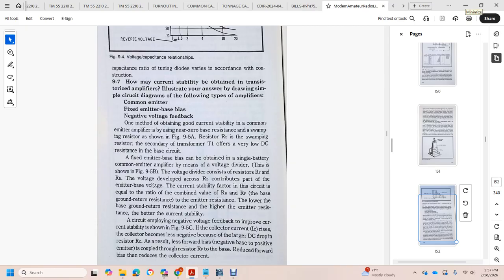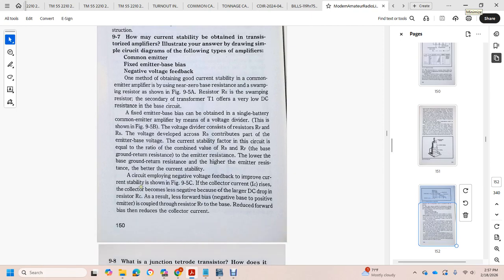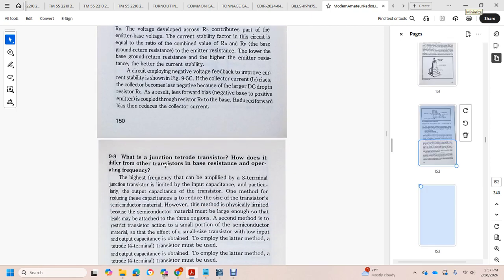A circuit employing negative voltage feedback will improve the current stability, as shown in figure 9.5c. When the collector current rises, the collector-base voltage becomes less negative, and the DC drop across the resistor reduces the current as a result. Less forward bias, a less negative base to the emitter, is coupled through the feedback resistor onto the base and reduces the forward bias, which reduces the collector current.